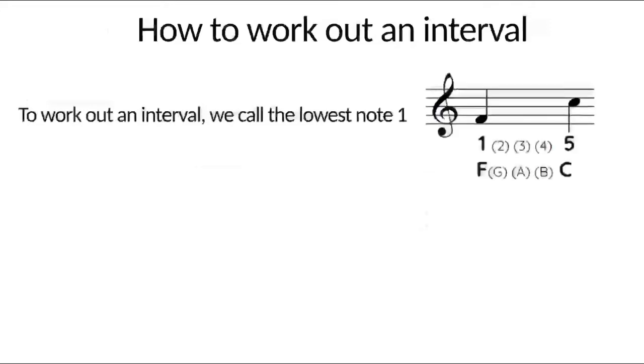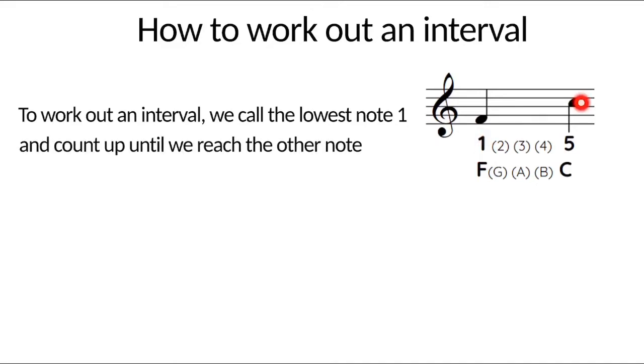So to work out an interval, we'll look at the two notes here. We decide which one of these two notes is the lowest note. In other words, which is furthest down to the bottom of the stave. It's this one here. And we can see that that's an F. Now we call the lowest note number 1. So having identified this is the lowest note, we call that number 1. And then simply we count up until we reach the other note.